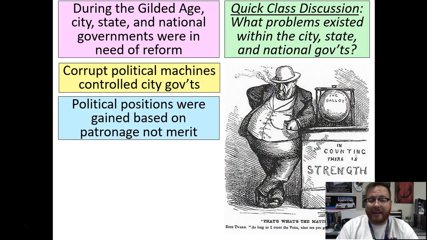Political positions were gained based on patronage, not merit. If you're unfamiliar with what patronage is, another word for it is the spoils system or nepotism. Basically meaning that when somebody comes to power, however they get there, they employ people to help them in their position of power based on how good they were to them. Not based on their ability to do a specific job, but rather sometimes based on how much money they gave this person, or perhaps just whether or not they like them. Sometimes it's family members, sometimes it's friends, things like that.